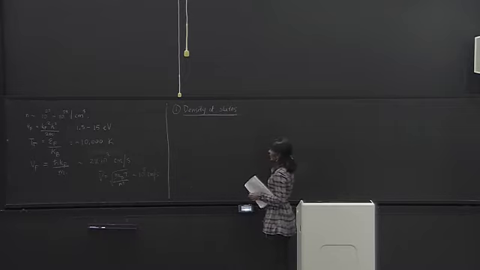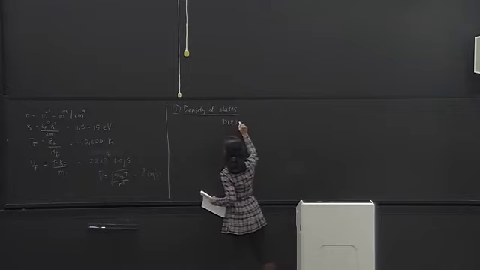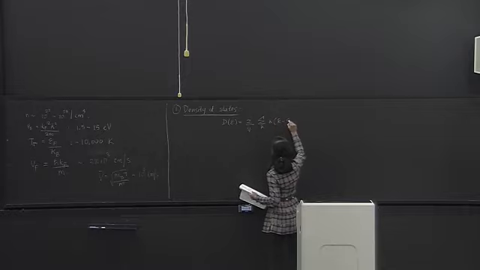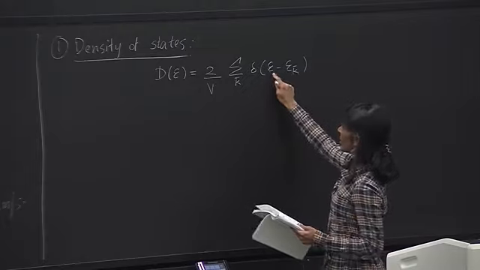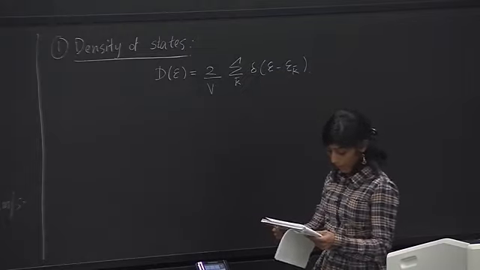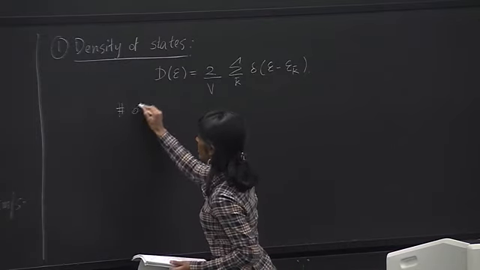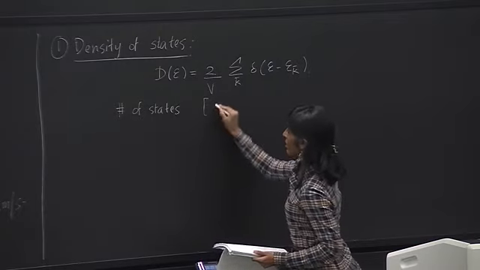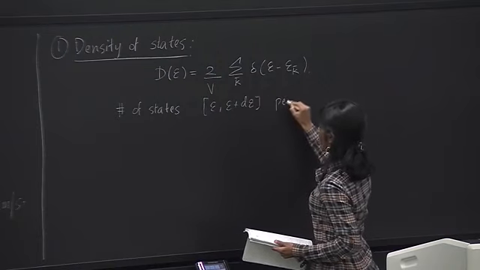So the density of states is defined as follows. It's D of epsilon, where V is volume and epsilon is energy. Basically, it is a quantity that counts the number of states in the energy window epsilon to epsilon plus d epsilon per unit volume.